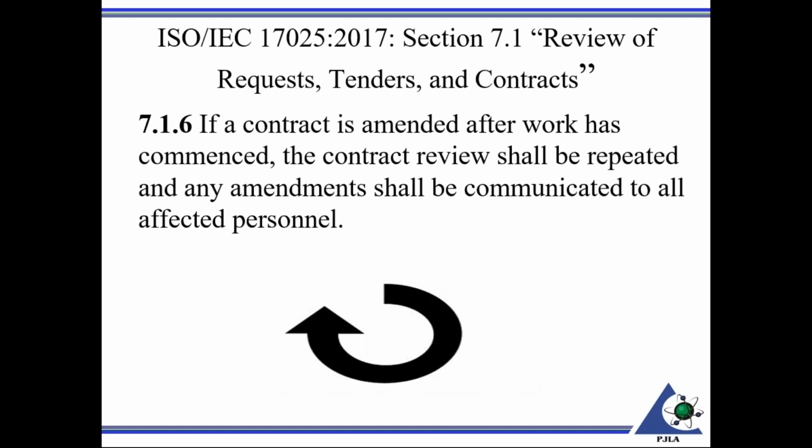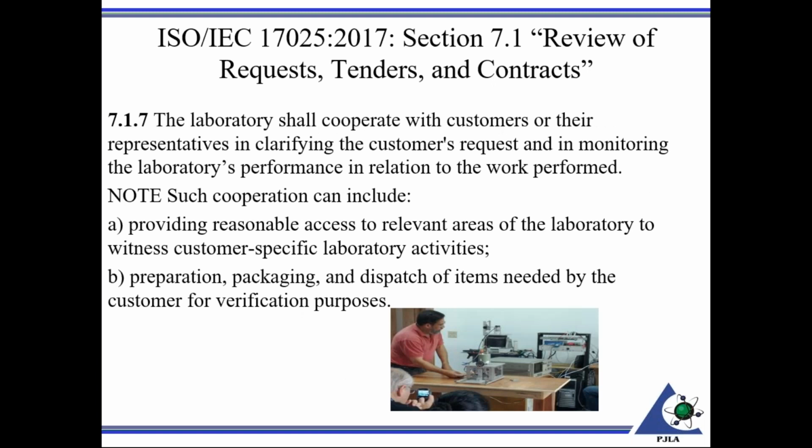So that was prior to work commencing; 7.1.6 addresses after it has commenced. If a contract is amended after work has commenced, the contract review shall be repeated and any amendments shall be communicated to all affected personnel. So again, what this is stating is the process would have to repeat itself. Sure, you have the capabilities, you're meeting the customer requirements. Everything that we spoke to up to this point would have to be repeated if something has changed after work has commenced.